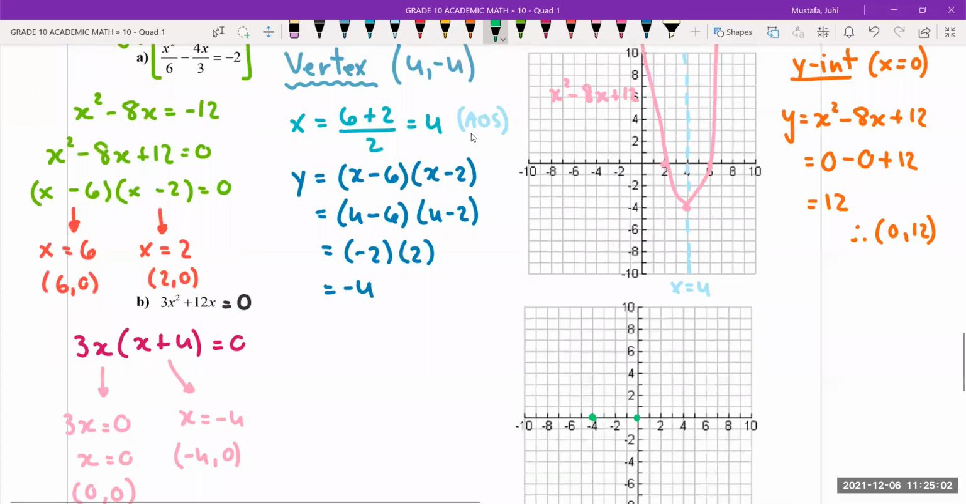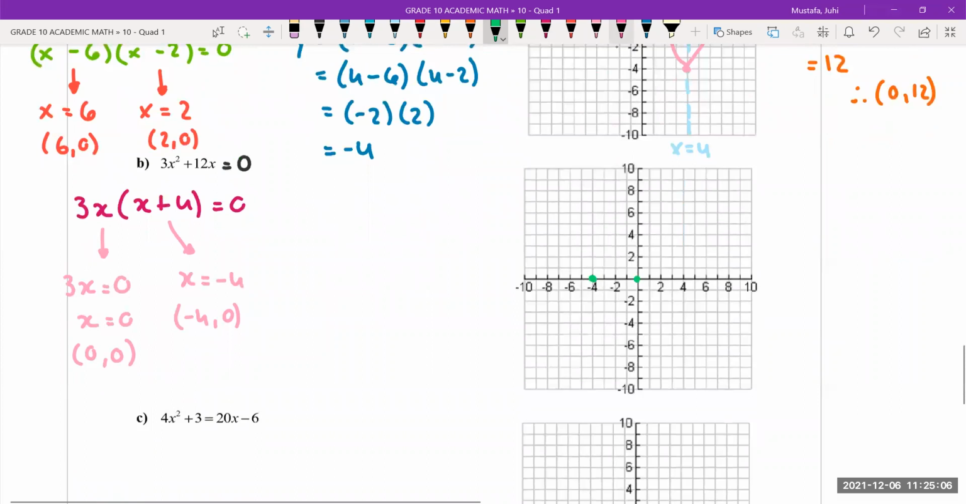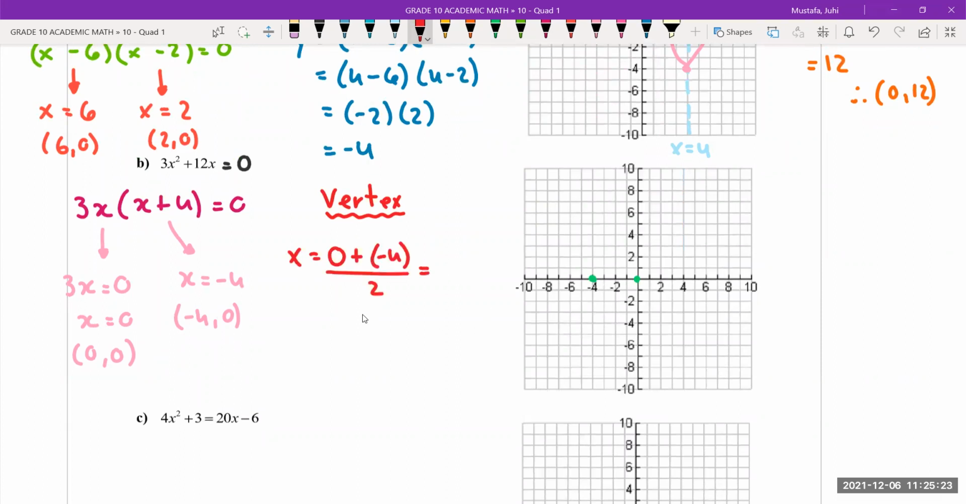So I'm just going to use a color. That's okay. I'm going to use a color I haven't used before, maybe like a red. Okay, so I'm trying to find my vertex right now. And I start by taking an average of these 2 points. So it's going to be 0 plus -4 divided by 2. This is just -4 divided by 2, so it's just -2.